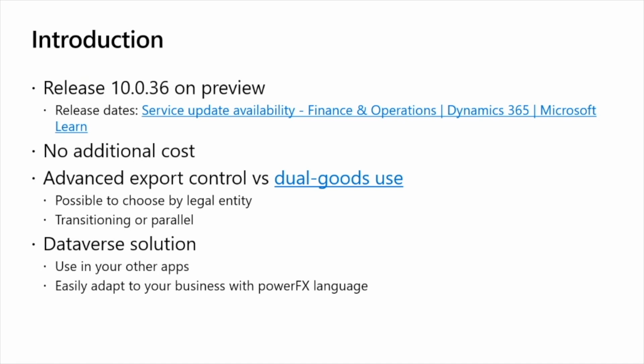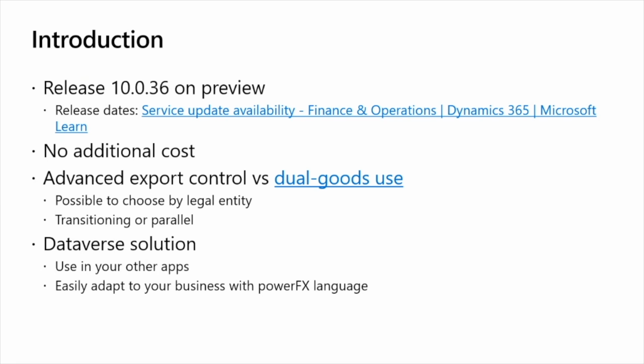With this functionality, we may see that some of you still stay with the dual use goods if that's what your company needs, fits with the business processes and you don't need anything more. Or some of you may want to transition to the new advanced export control. You will take advantage of that flexibility and new functionality. So you will be able to either keep dual use or transition to the advanced export control. You choose yourselves. And it's possible to choose by legal entity if you want to use one or the other. Also useful in the case that you are transitioning, you don't have to do a full switch, but you can do one legal entity at a time.